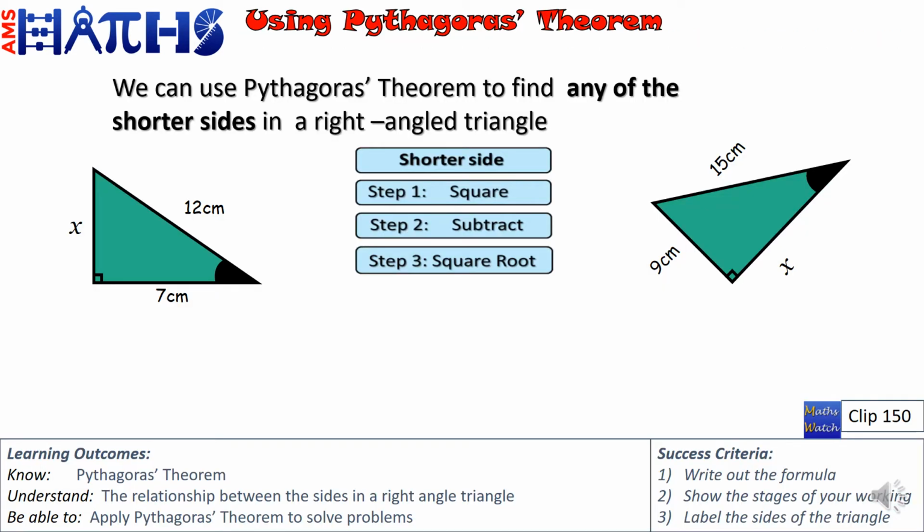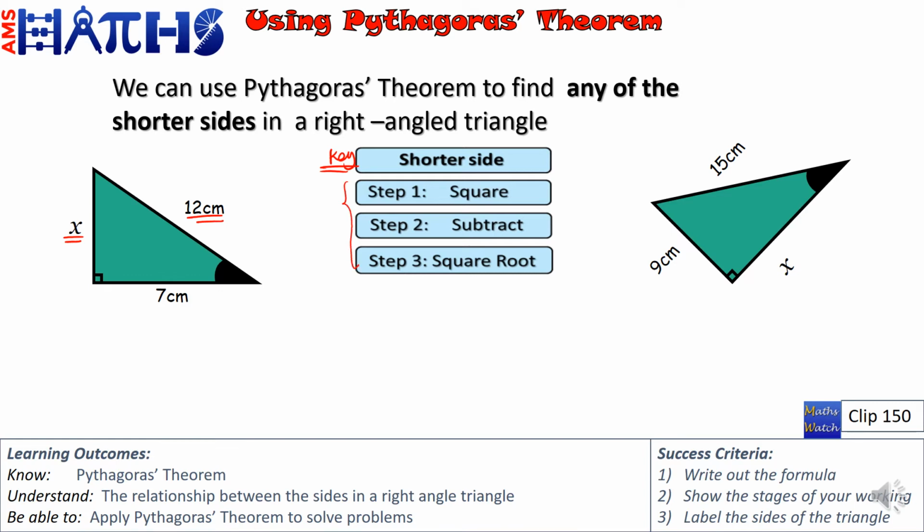Now we're going to use the Pythagoras theorem to find any of the shorter sides in our right angled triangle. So here's our key that we're working with. We need to find x in this example. We have 12 as our hypotenuse, so clearly x is going to be one of the shorter sides. So what we're going to do is follow these steps here.